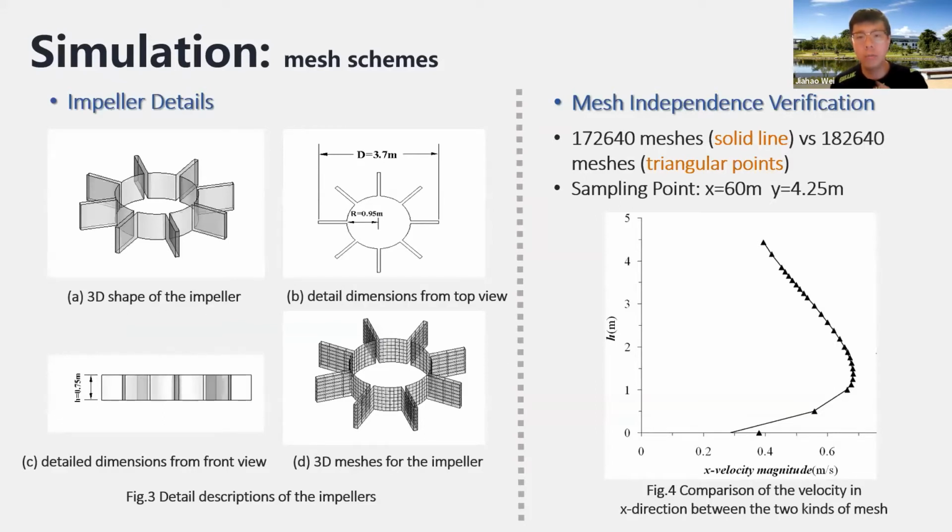Then, in order to meet the simulation requirement, 2 different kinds of mesh are computed respectively under the same initial and boundary conditions. Figure 4 shows the comparison of the velocity component in x direction along the vertical line at the sampling point, which shows a good agreement and validates that the computational grid with 172,640 meshes is an independent one.